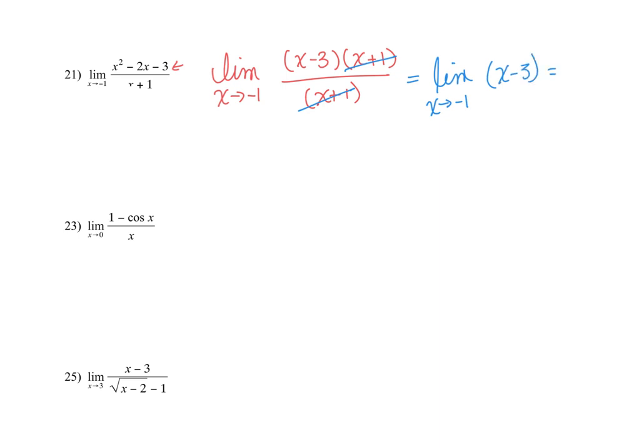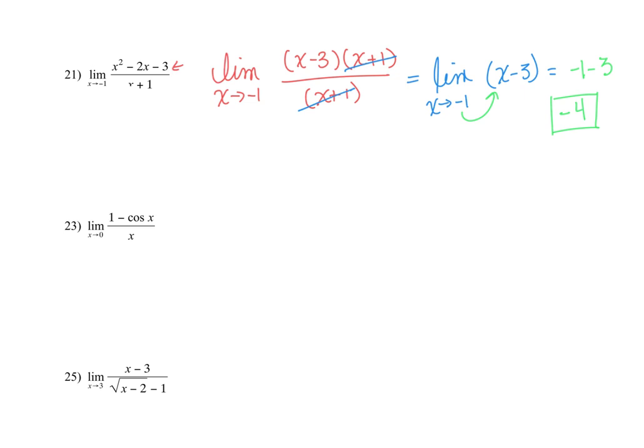Now I go back to my first process, which is plug it in. I can simply plug in a -1. -1 minus 3 is -4. And that is my overall limit, -4.